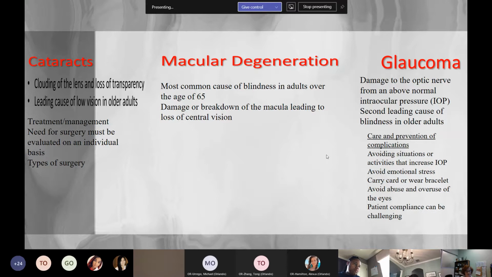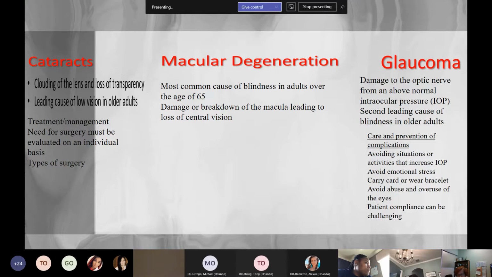And the last one on here is macular degeneration. It is the most common cause of blindness in adults over the age of 65, unfortunately. There is diminished vision in portions of the visual field. Some areas have some clarity of vision. Some areas do not. It's unfortunate. But we do know that this can happen, and it is the most common cause of blindness in anyone over age 65.